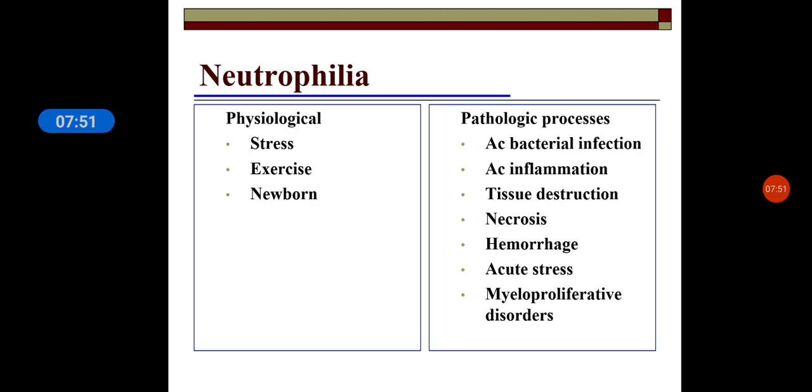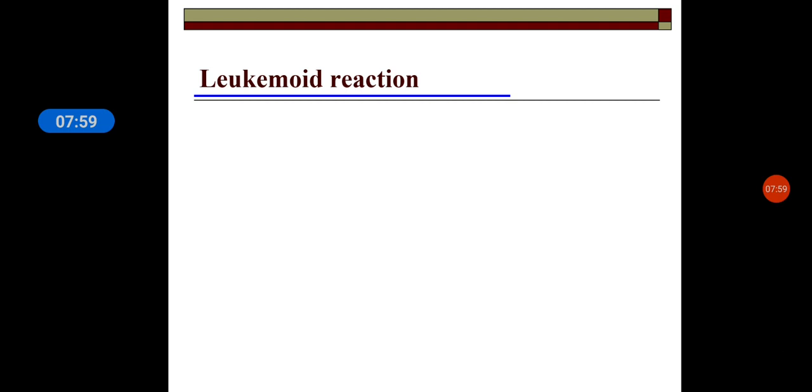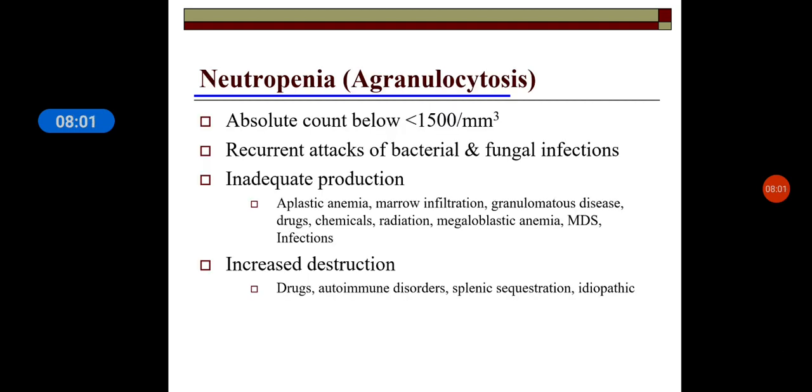This is very, very important. This slide is very important. Please mark it, and you should know the important causes. Okay, it should be at your fingertips. Right now, there is a condition called leukemoid reaction. I'll tell you all those things later. There is another slide.